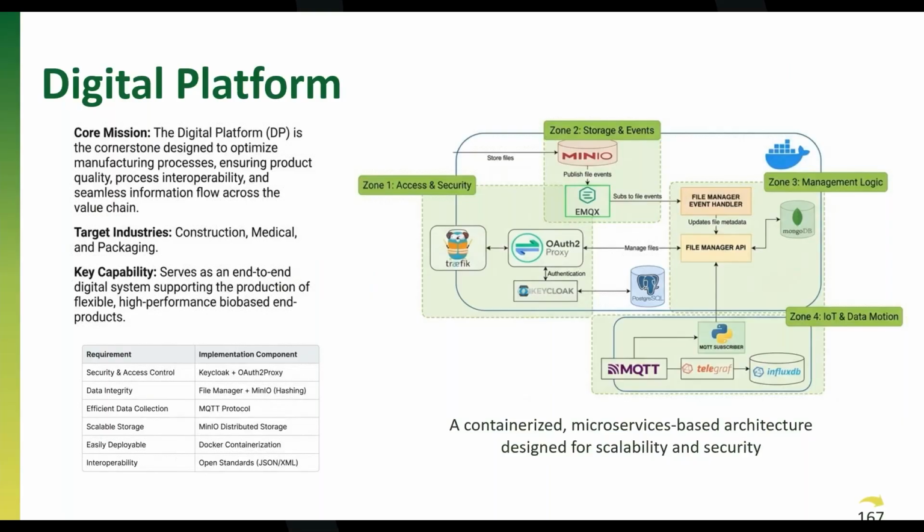Zone 3 contains the management logic, including File Manager API and databases such as Postgres and Mongo. And finally, Zone 4 is dedicated to IoT and data motion using technologies like MQTT, Telegraf, and InfluxDB. So overall, this architecture is designed to be scalable, secure, and interoperable. Okay, that's it for my side.